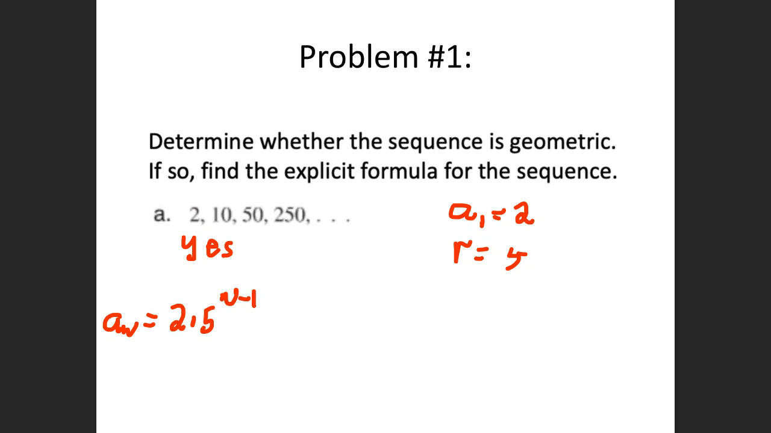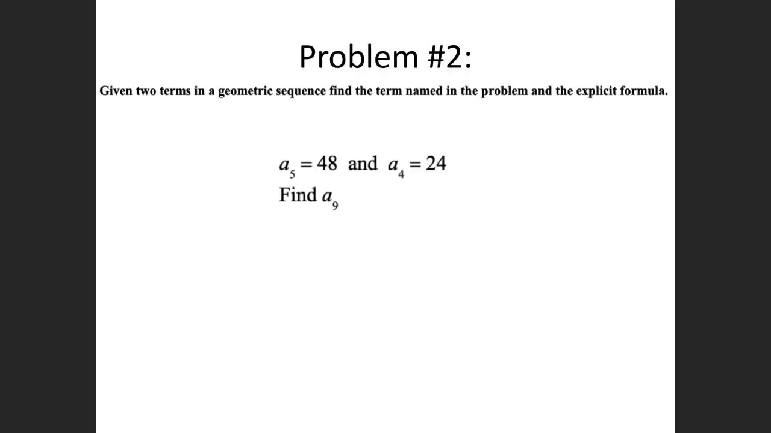That's talking about sequences. Problem number 2 says, given 2 terms in a geometric sequence, find the term named in the problem and the explicit formula. This is what I would do in a problem like this. I would go 1, 2, 3, 4, 5. A sub 5 is 48, so I'm going to put 48 here. A sub 4 is 24.